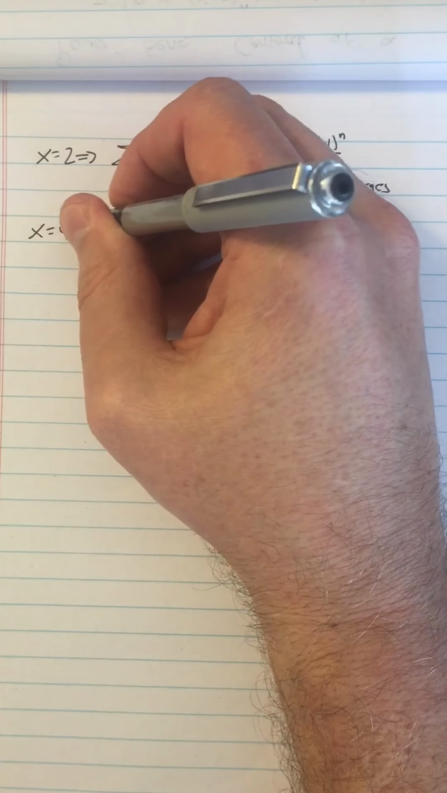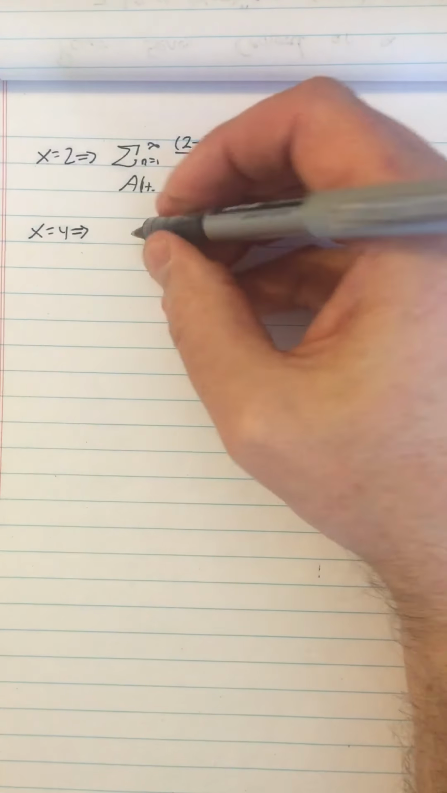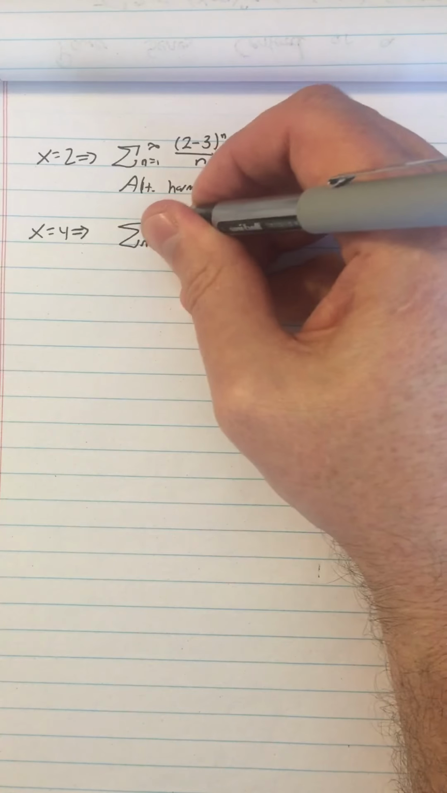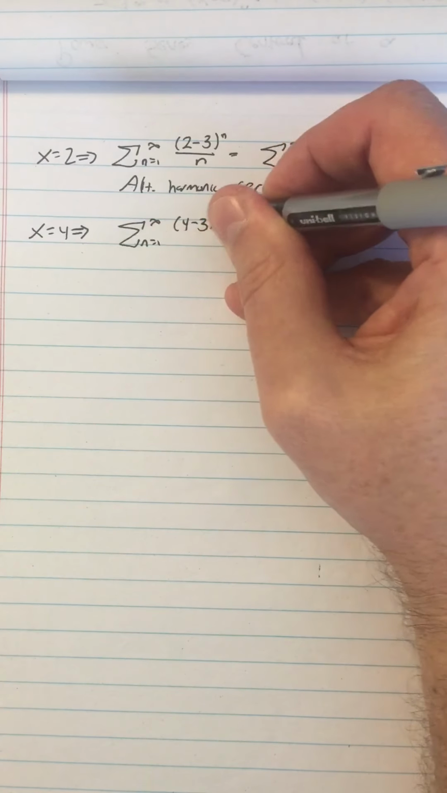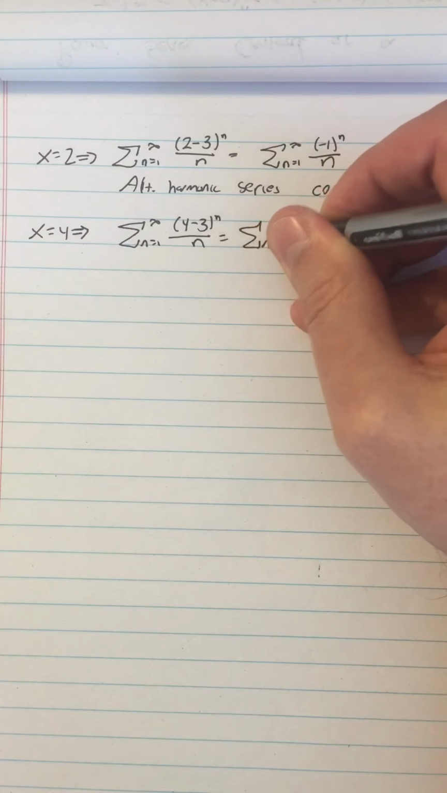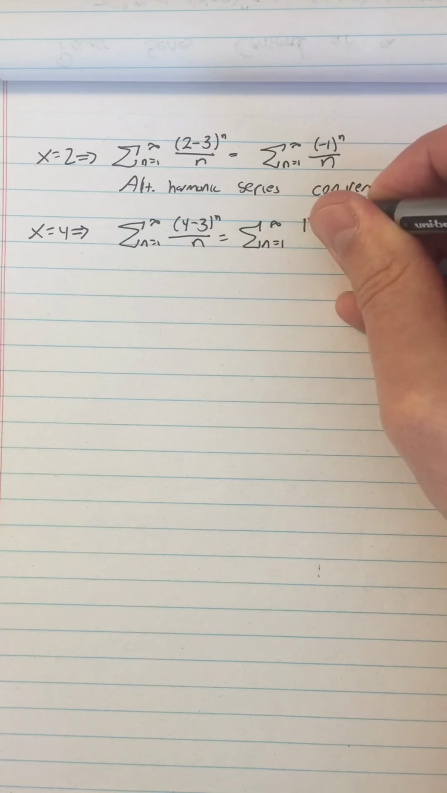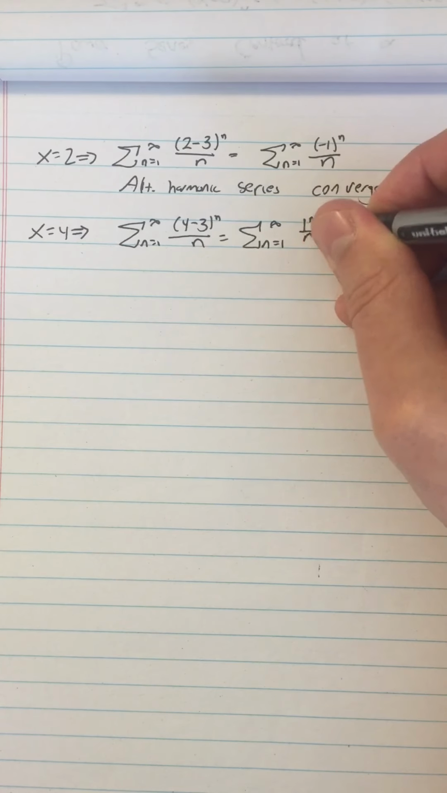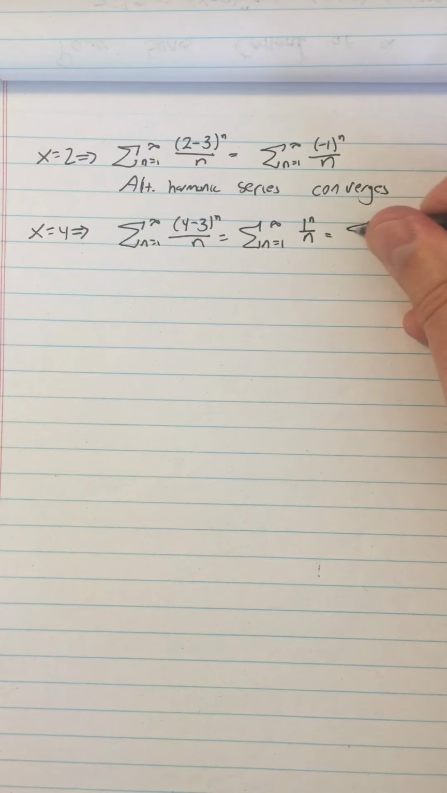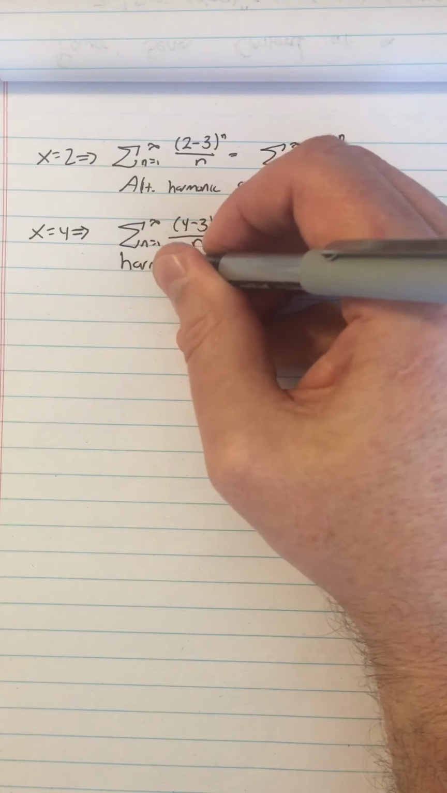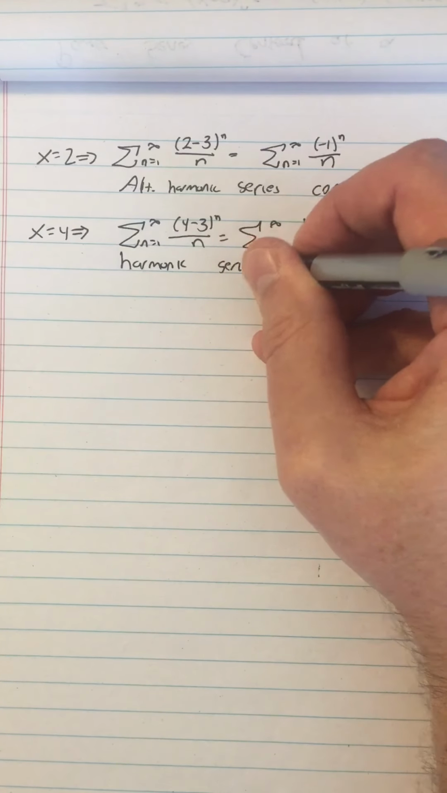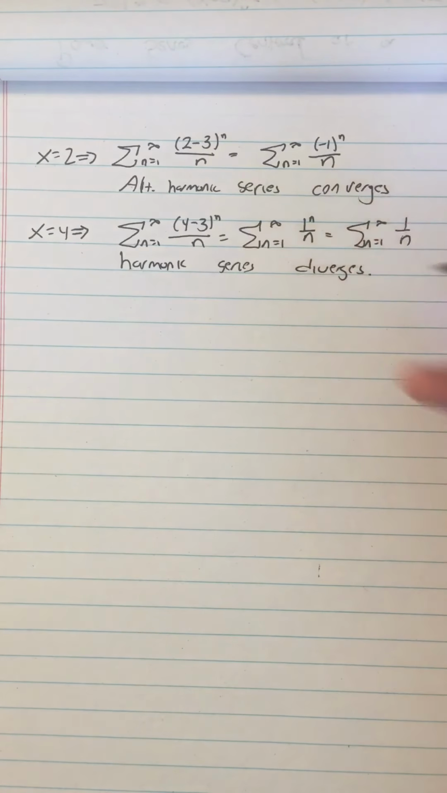Now, what if x equals 4? That's my other endpoint, so I'm testing my two endpoints. Then I would have the sum from n equals 1 to infinity of 4 minus 3 to the nth power over n. Well, that is the sum from n equals 1 to infinity of 1 to the n over n, so it's just 1 over n. So that's also the sum from n equals 1 to infinity of 1 over n, and that is the harmonic series. And we know that the harmonic series diverges. So now we know for what values of x the series converges.